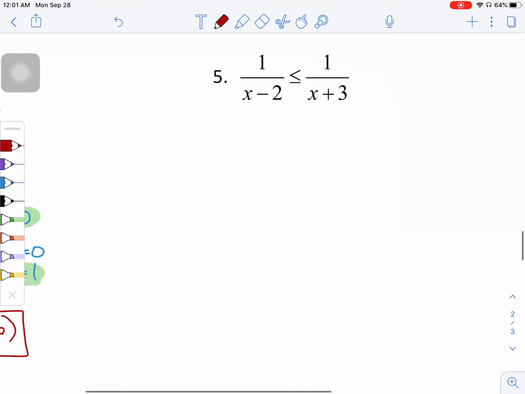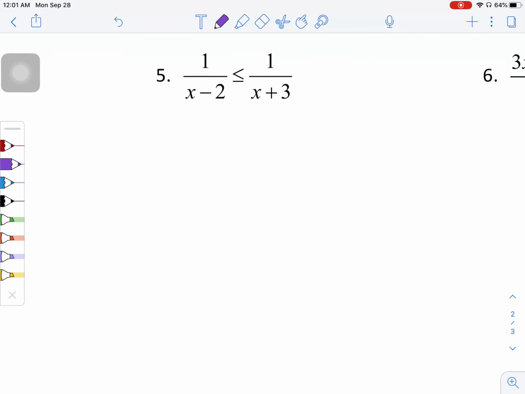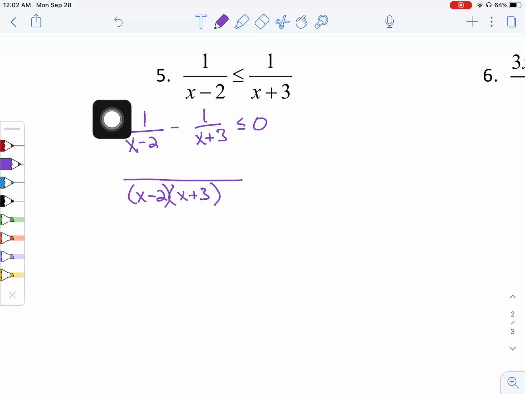Let's see, number 5 here. So for number 5, again, I need to get everything to one side. So I'm going to do a little collecting here. So x minus 2 minus 1 over x plus 3 less than or equal to 0. I need a common denominator. My common denominator is the two denominators that I have right now. Let's see, x minus 2, x plus 3. So this first fraction, I have 1. What I was missing was x plus 3. Okay. Minus 1. This fraction was missing x minus 2.